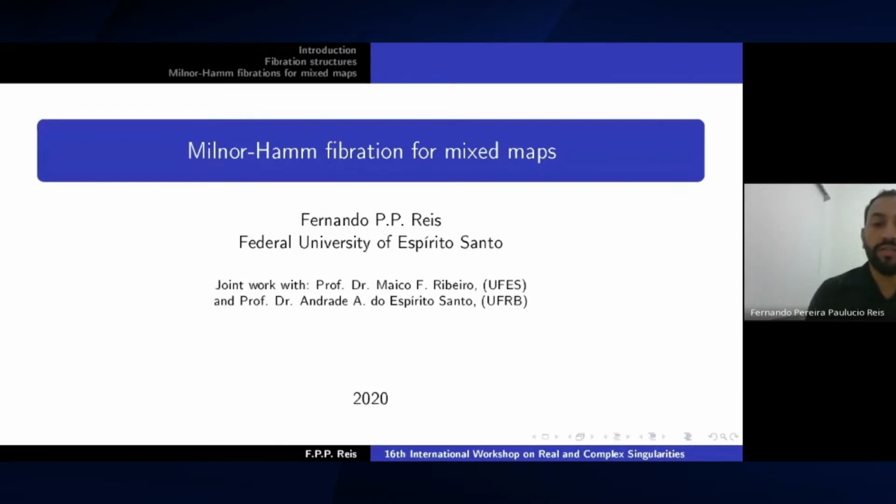My name is Fernando Reis. I am professor at Federal University of Espírito Santo. And in this presentation, I will talk about some results of the paper Milnor-Hamm fibration for mixed maps. This is a work joint with Professor Michael Ribeiro of Federal University of Espírito Santo and Professor Antônio Andrade of Federal University of Recôncavo Baiano.